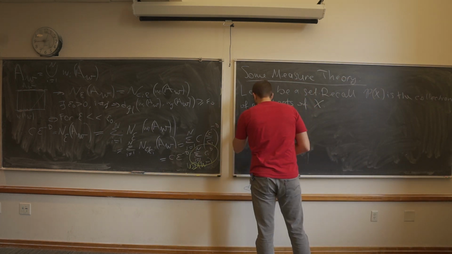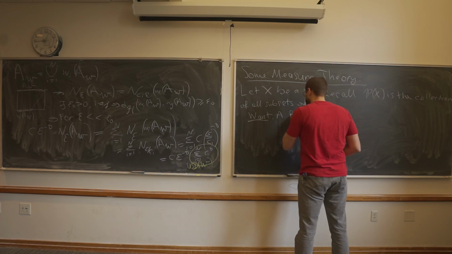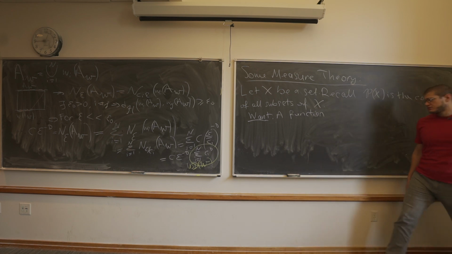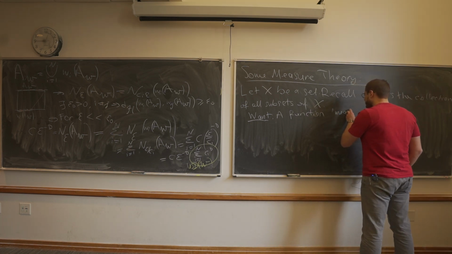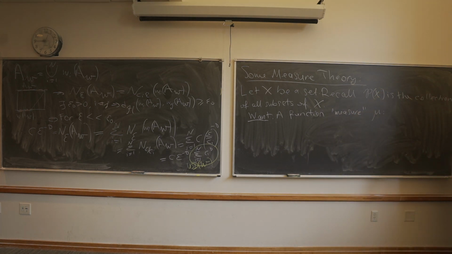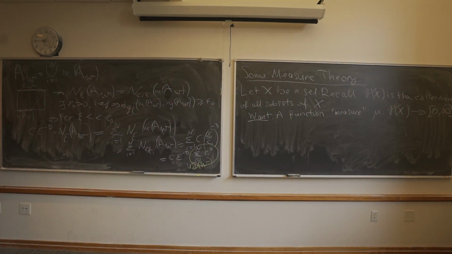So ultimately, we want a function that we're going to call measure. Mu is typically the notation, from P of X to, let's say, 0 to infinity, infinity included. So this could be something like the volume of a subset, or the length of a subset, if X is like a one-dimensional thing.